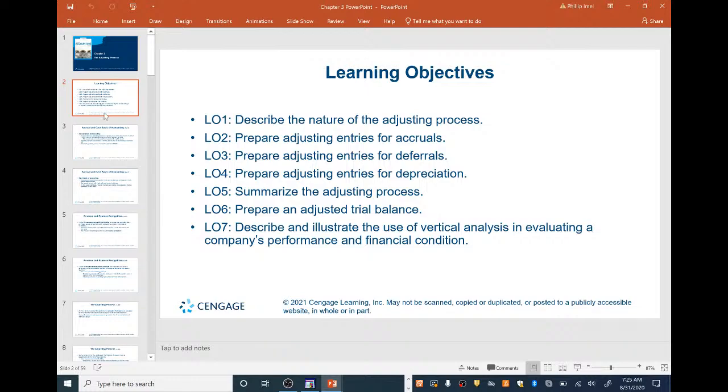So what are the learning objectives for this chapter? First, we want to describe the nature of the adjusting process. We want to prepare adjusting entries for accruals and for deferrals. We also want to prepare the adjusting entries for depreciation. Then summarize the adjusting process and prepare an adjusted trial balance. The trial balance is one of the homework problems that we saw from last chapter, so we should be a little familiar with that. We'll touch on it again this chapter to make sure everyone's okay with it. And then describe and illustrate the use of vertical analysis in evaluating a company's performance and financial condition.